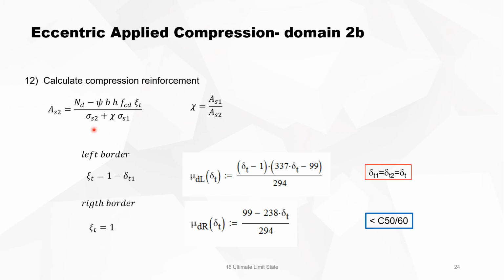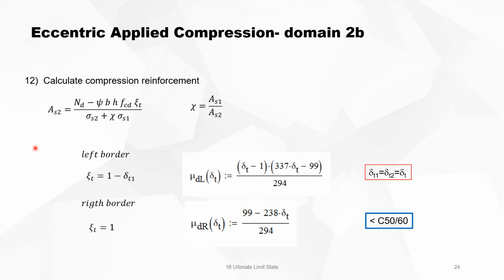If sigma S1 and sigma S2 are different, then we can again make an iteration. Most of the time, after 2 iterations, it will be fine. What is important in this method is that we use psi and delta G as a constant value. This is only valid, all those formulas, in the domain 2B. How do we know that you are in domain 2B? Remember, it's eccentrically applied compression.